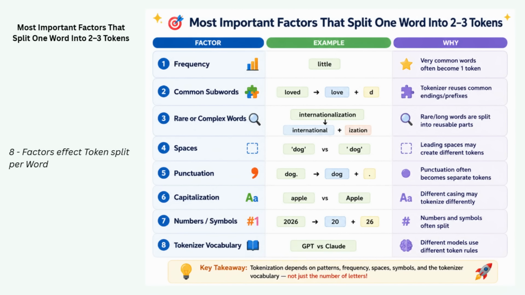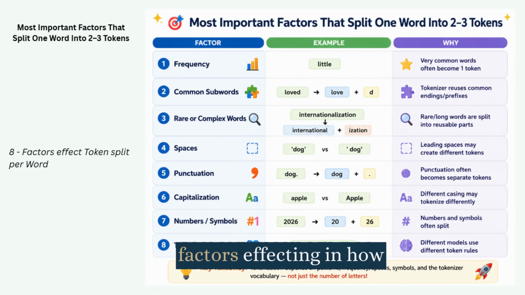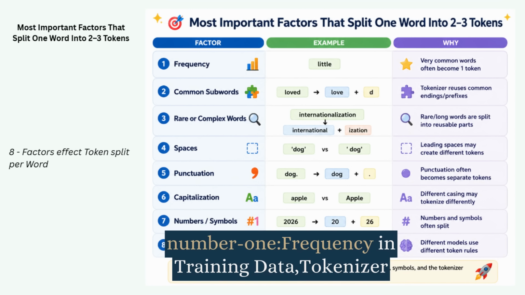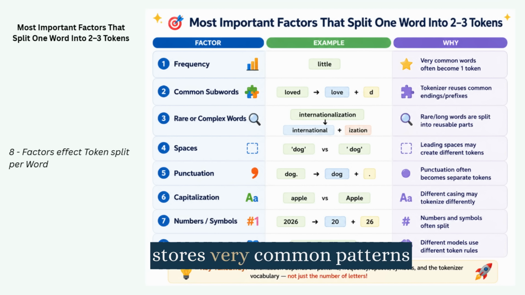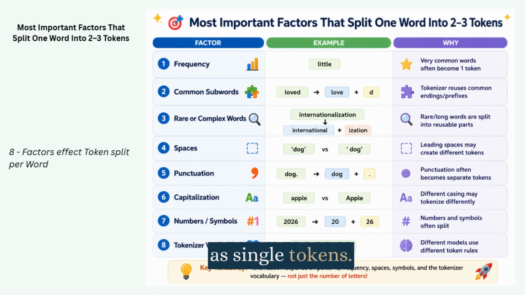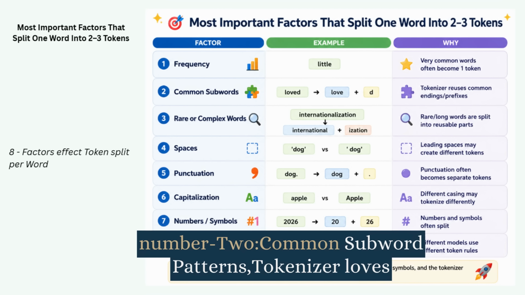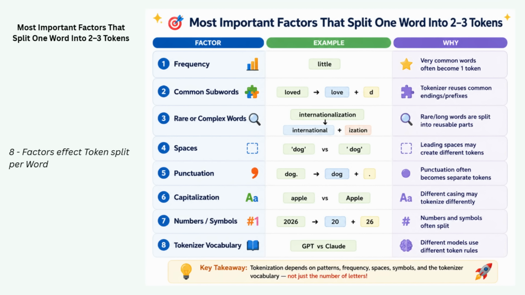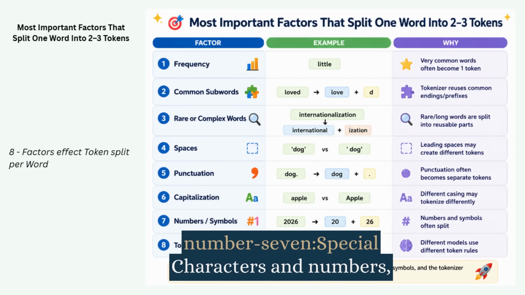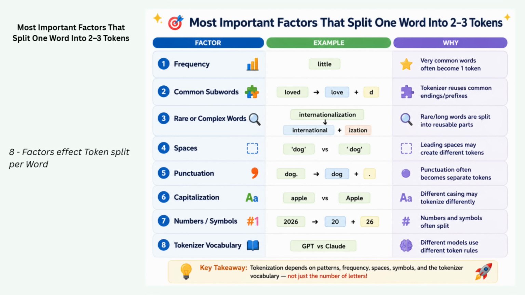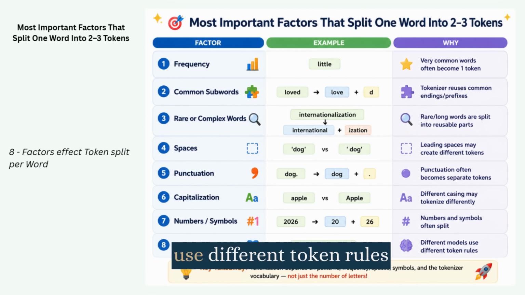Not only word length controls tokens per word, but there are many factors affecting how many tokens per word. Number 1. Frequency in training data. The tokenizer stores very common patterns as single tokens. Number 2. Common subword patterns for pieces. Number 3. Rare or complex words. That means words that are rarely used and long words.